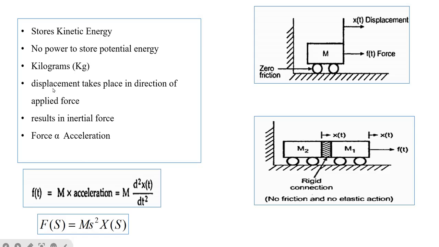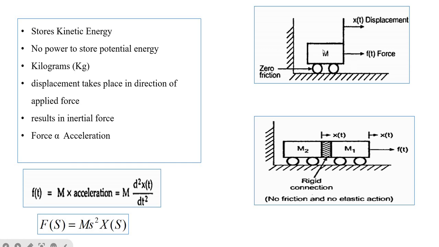Okay, so whenever you apply a force on a mass, the displacement will take place in the direction of the applied force, and that will result in inertial force. So the force will be directly proportional to the acceleration. The inertial force will always be proportional to the acceleration which is produced in the mass M by the applied force.